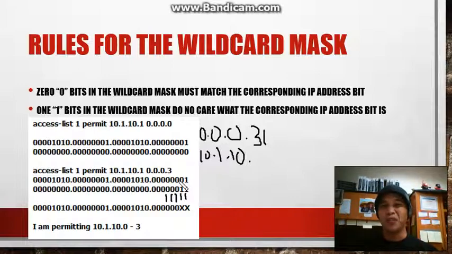I hope that didn't confuse you too much. I hope my first example clarified it for you. Just remember the rules of the wildcard mask. Zero bits in the wildcard mask must match the corresponding IP address bit. Ones in the wildcard mask don't care what the corresponding bit is. It could be on or off, a 0 or a 1. I don't care. That's why this allows more IP addresses. That is it. I hope this was informative for you, and I'd like to thank you for viewing.